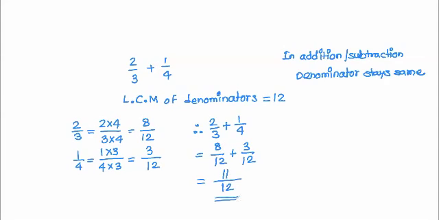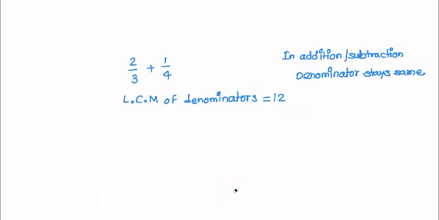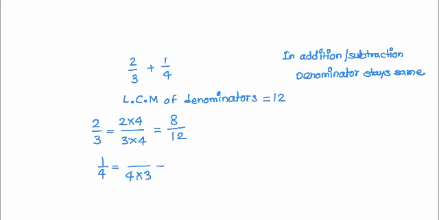Now let's do subtraction of these fractions. Even for the subtraction, the initial steps are the same, that is to find the LCM, then convert this 2 upon 3 into an equivalent fraction which has the denominator as 12. So 3 into 4 is 12, therefore 2 into 4 is 8, and 1 upon 4 becomes 3 upon 12 the same way, since 4 into 3 is equal to 12, so 1 into 3 is equal to 3.